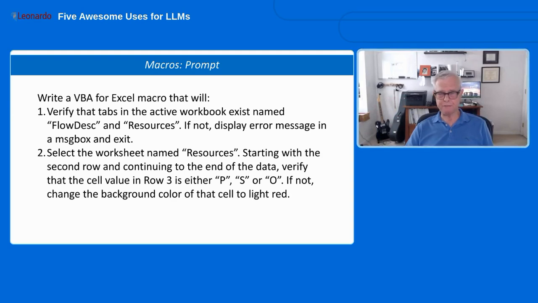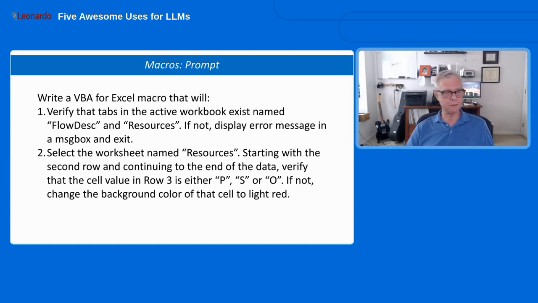This is the prompt I fed to ChatGPT. I said, write a VBA code for an Excel macro that will verify that tabs in the active workbook exist named flow desk and resources. So we have two different worksheets here, flow description and resources. And if those worksheets are not there, that's a showstopper, right? So display an error message, hey, those worksheets aren't here, and exit the macro.